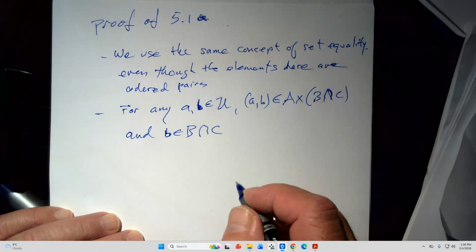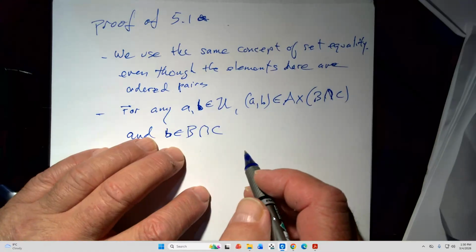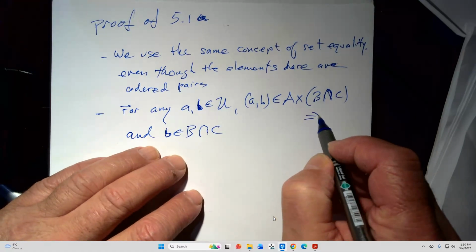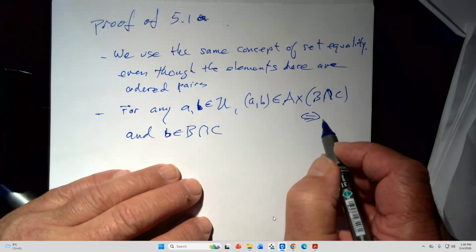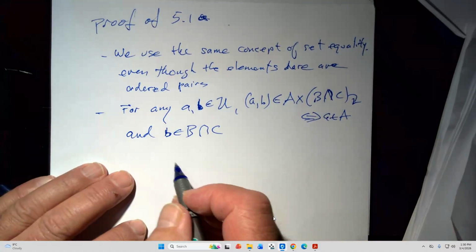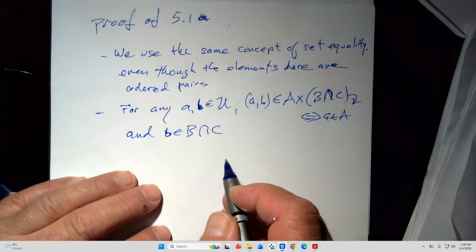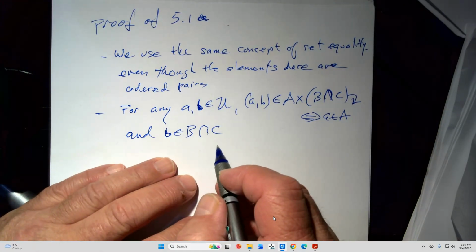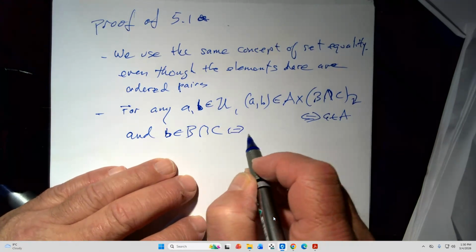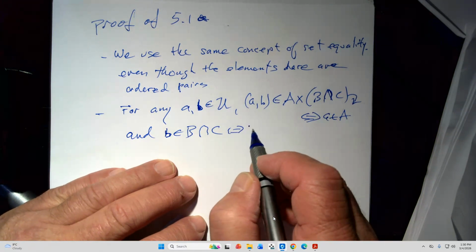Oh my God. Okay, wait a minute. I've already screwed it up here. For any A, B: an element of A cross (B intersect C) is biconditional with, I forgot this part, A is an element of A. Okay, this goes to that. And B intersect C is logically equivalent to B is an element of B and C. A is an A.